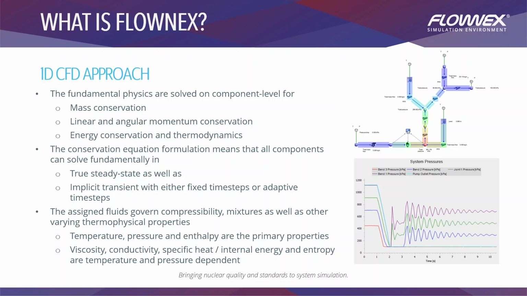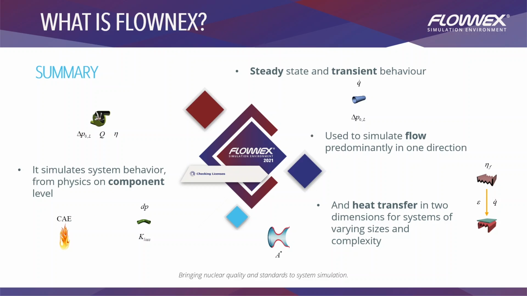Flownex uses a one-dimensional approach in solving systems. Flownex does this by solving the conservation equations of mass, momentum, and energy on component level. All components can be solved fundamentally in true steady state as well as transient with either fixed or adaptive time steps. In summary, Flownex can be used to run steady state and transient simulations where flow is predominantly in one direction and with heat transfer in two dimensions. It simulates system behavior from physics on component level.